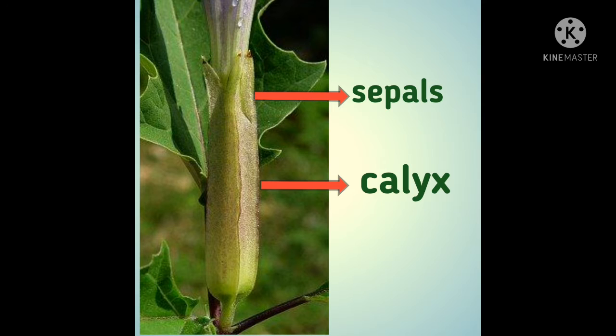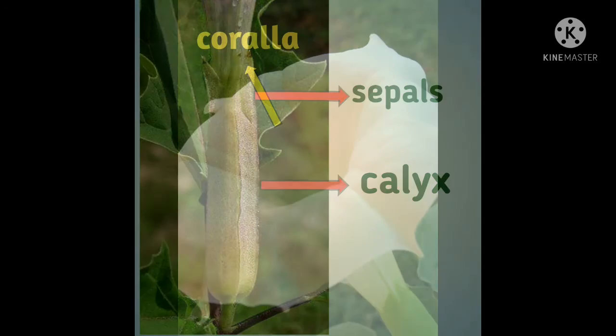There is a green tube-like structure called calyx. The edges of the parts towards the petals have a thin leaf-like structure called sepals. Remember that the lower ends of the sepals are fused to form a tube-like structure that is called calyx.